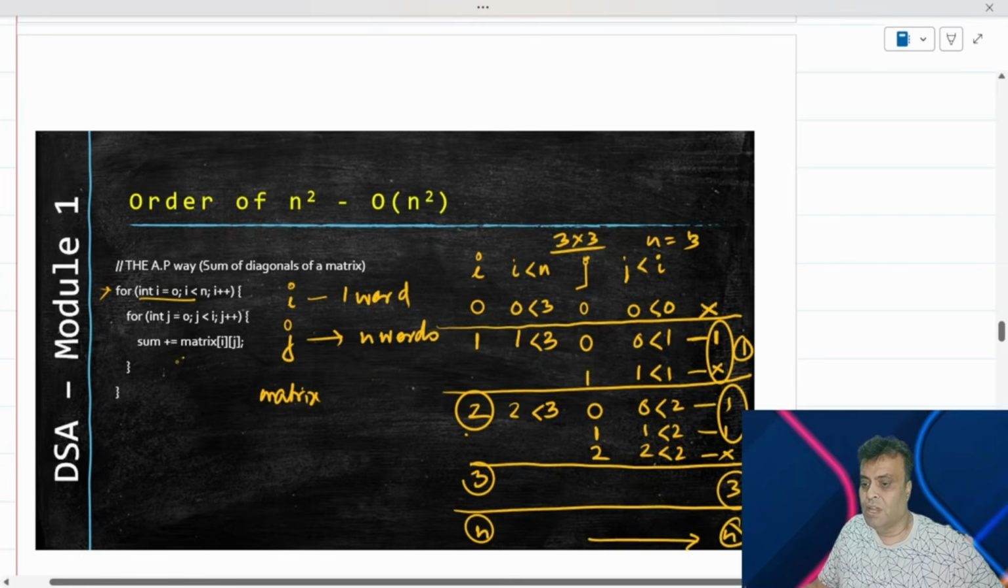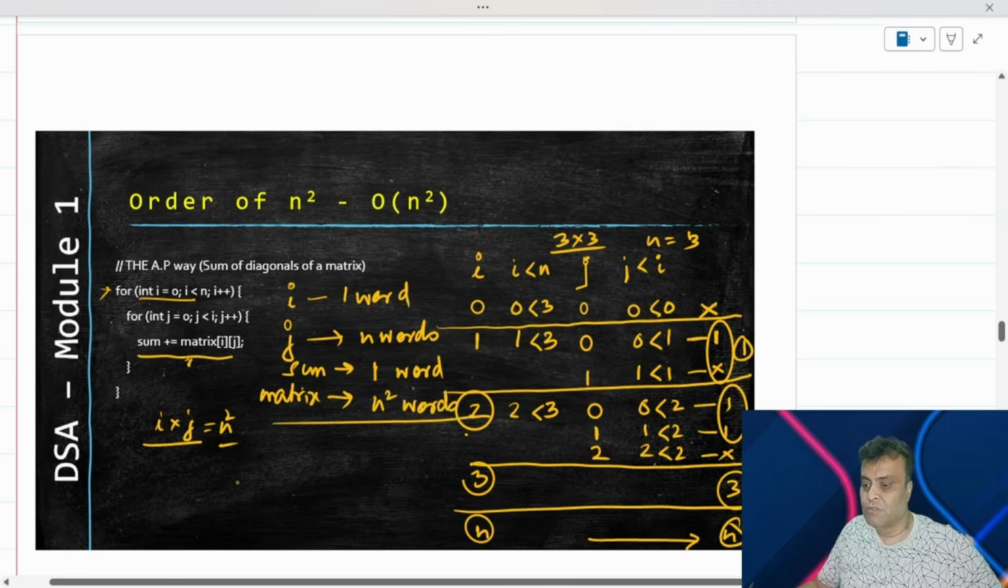Next, I would need this summation in terms of the number of matrix. So sum will be needed also as a variable. So the sum will require one word. It's just a variable. Matrix itself is i cross j, and i cross j will require n square amount of space. So I need n square amount of words.